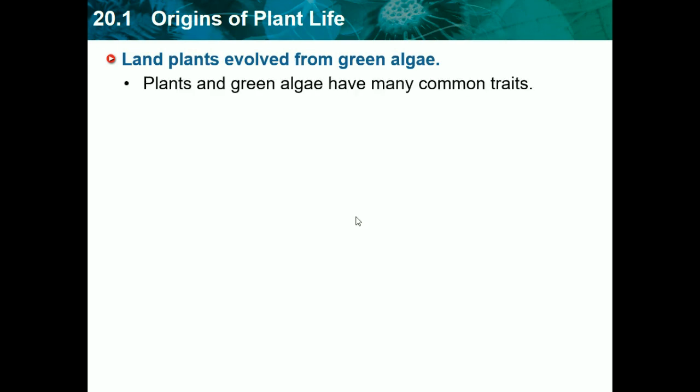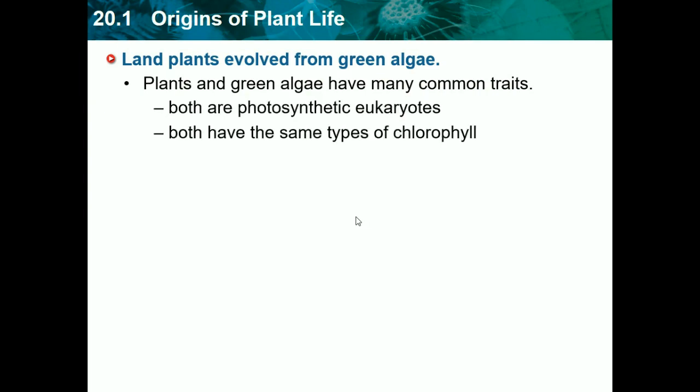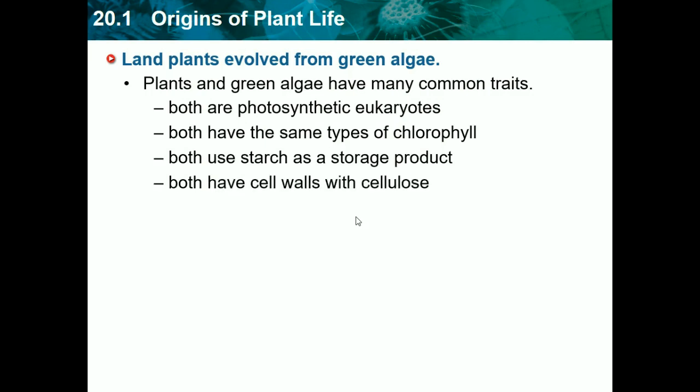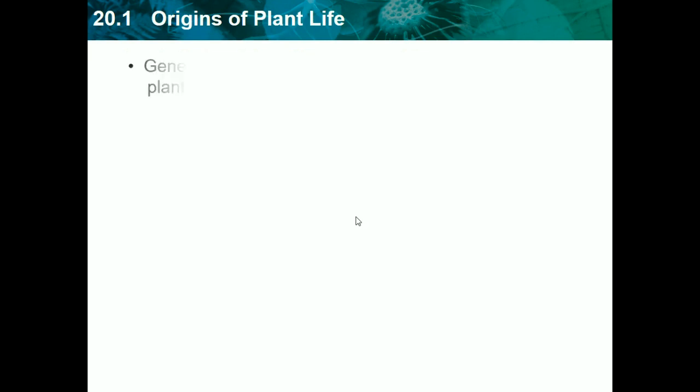Land plants evolved from green algae. Plants and green algae have many common traits. As we know, green algae does photosynthesis, but it lives in the water. They're both photosynthetic eukaryotes. Both have the same type of chlorophyll, which is used to do photosynthesis. Both use starch as storage products, so sugar, as their end product of photosynthesis. Both have cell walls with cellulose.